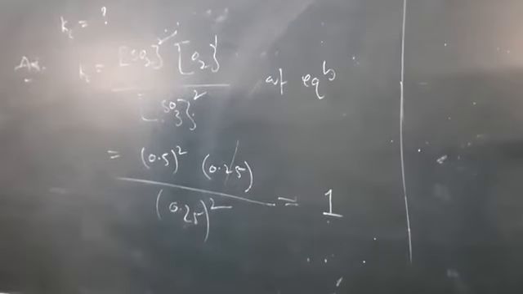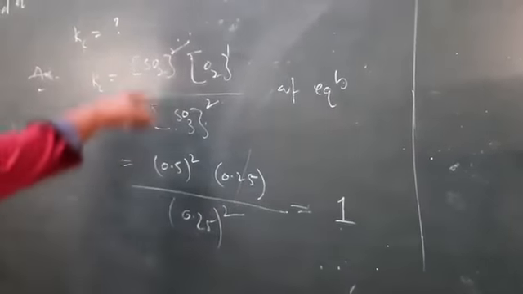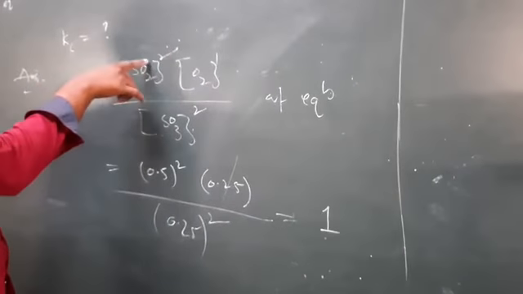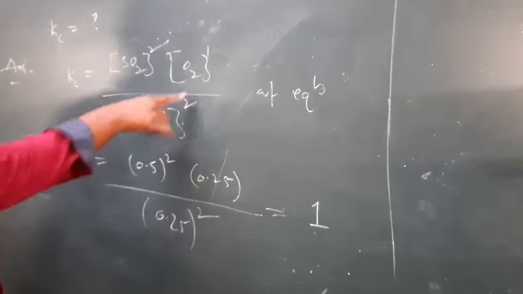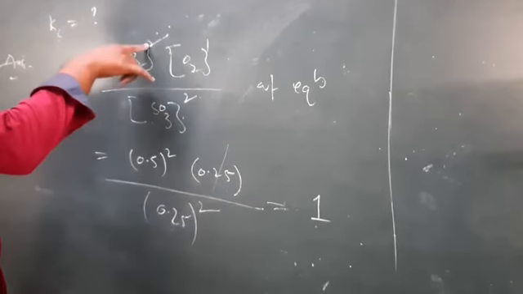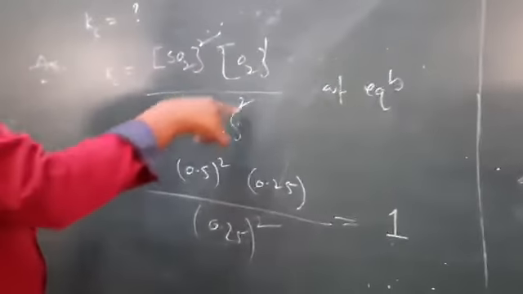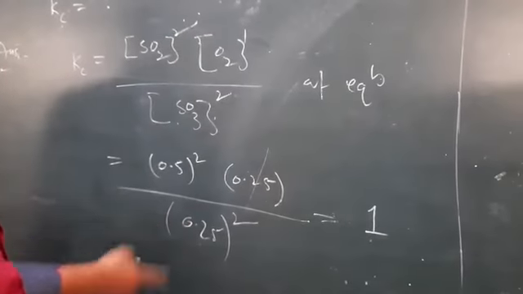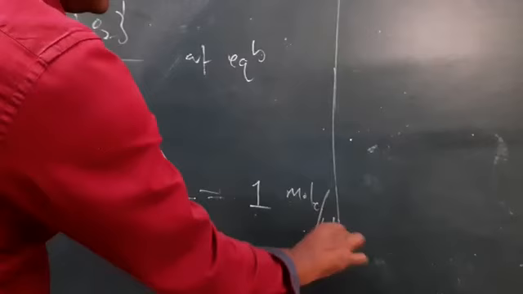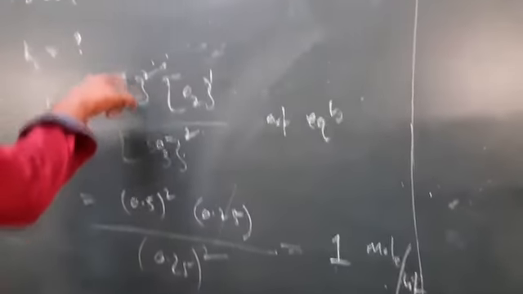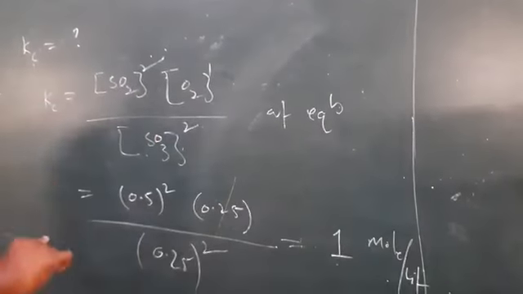If you want units, they are concentration units: moles per liter squared in the numerator and moles per liter squared in the denominator cancel. Next, the moles per liter remains, so the answer is also in moles per liter.